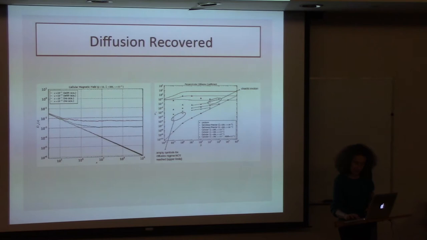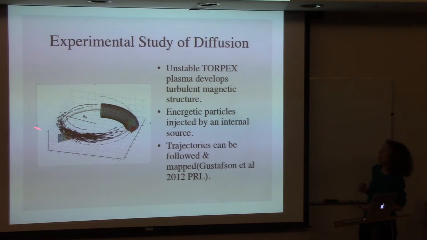There are some nice lab experiments that study cross-field diffusion. This is in the Torpex plasma. This is work by Ivo Furno to really try to quantify this in the presence of electromagnetic fluctuations.